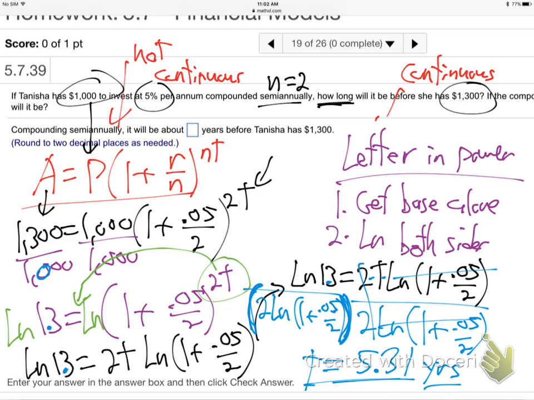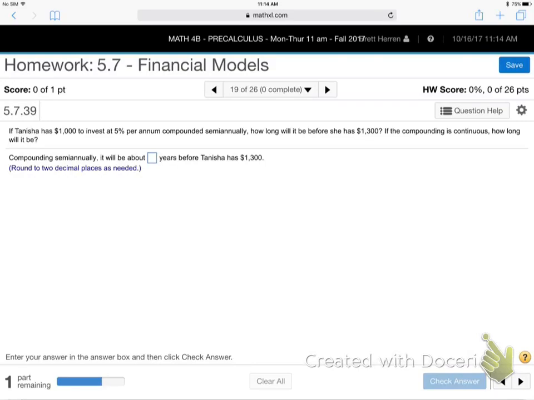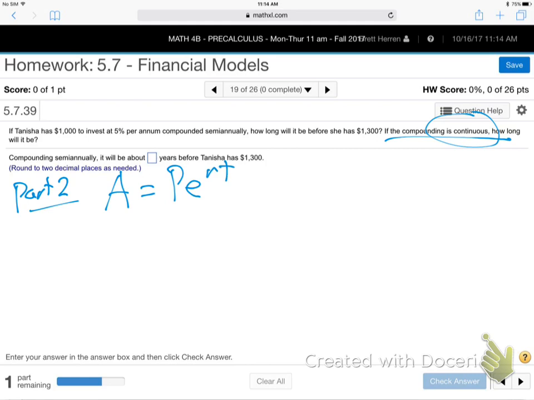Part 2, let's do part 2. I probably don't have time for this, probably going to use up too much time. All right, part 2, same question. They say if it's continuous, well, that means you use the PERT formula now, right? Now we do the PERT formula instead of the other formula. Now that compounding's continuous, can you answer again? Well, okay, the rest is the same. 1,300, and the principal's 1,000. The rate is still 0.05. It's just now the PERT formula because it's continuous. All the rest is the same.